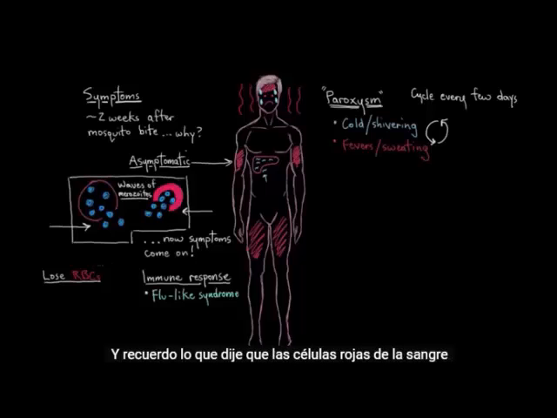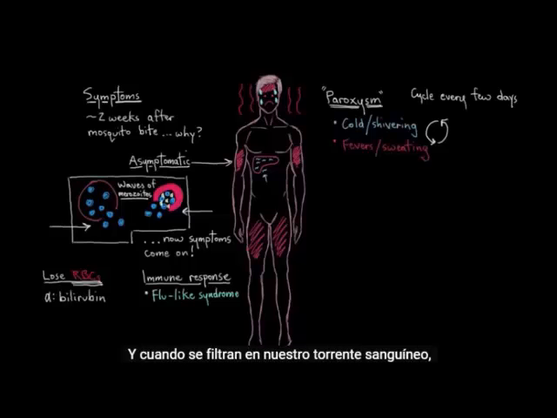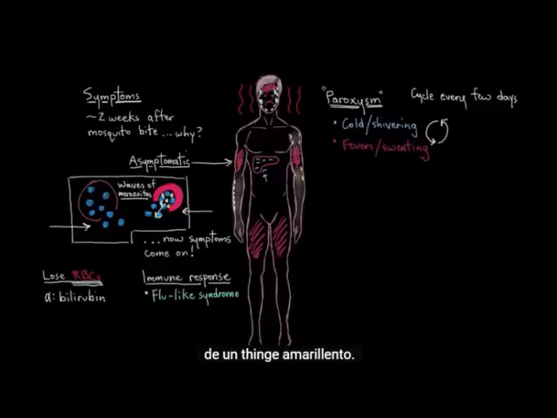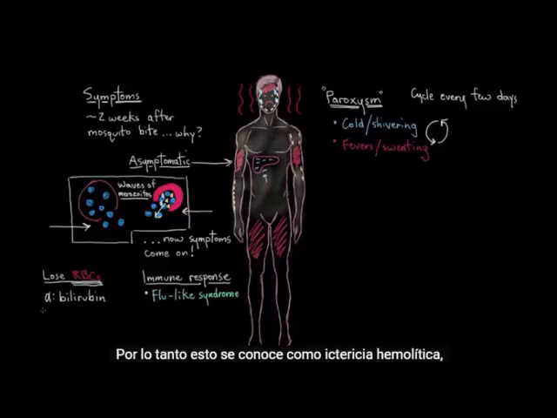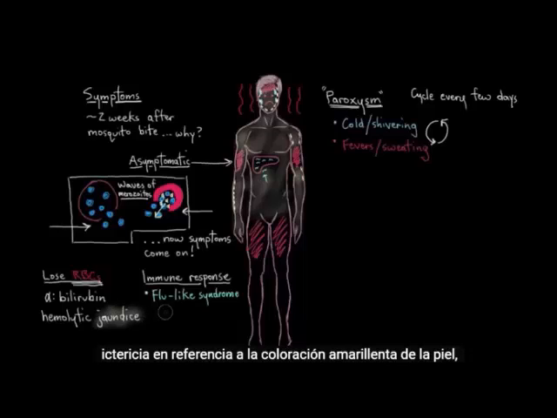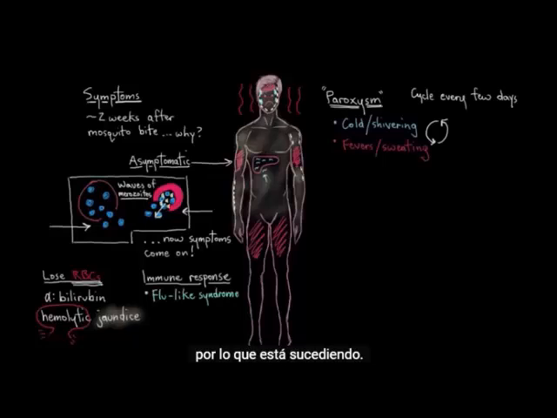And remember how I said that red blood cells are getting destroyed? Well, red blood cells have these proteins inside them called bilirubin proteins. And when they leak out into our bloodstream, they tend to deposit under our skin. And just them being there gives our skin a bit of a yellowish tinge. So this is known as hemolytic jaundice. Jaundice referring to the yellowing of the skin, and hemolytic means the bursting of red blood cells, which is why it's happening.